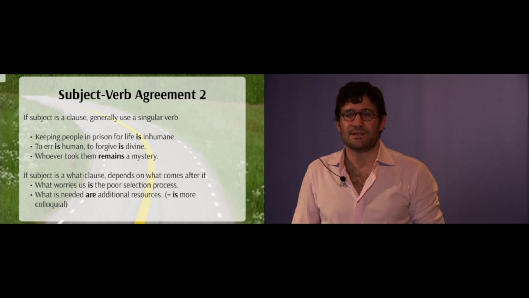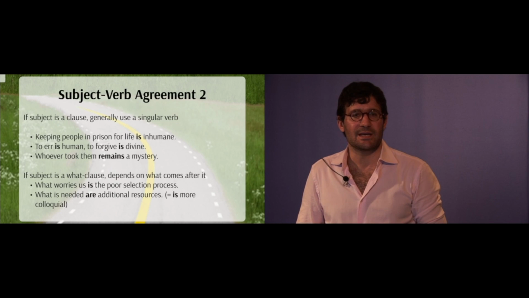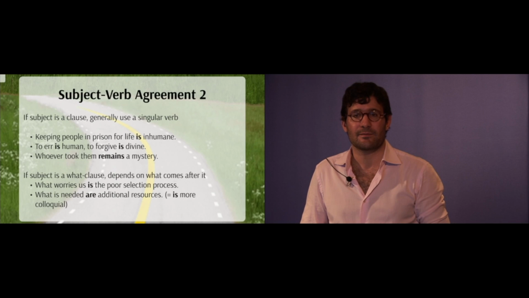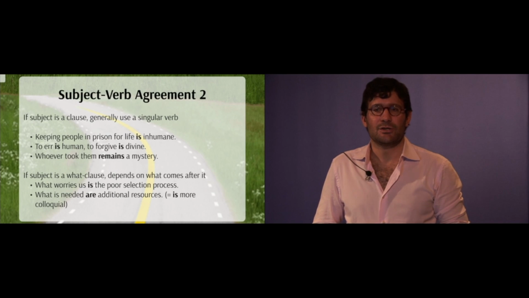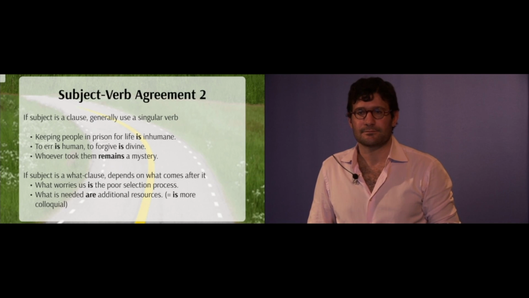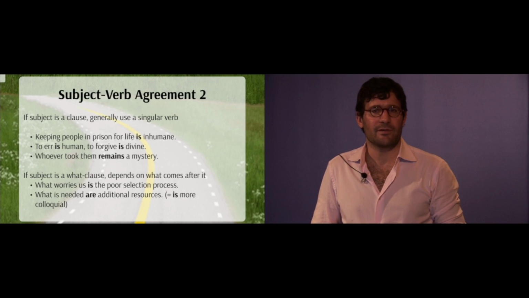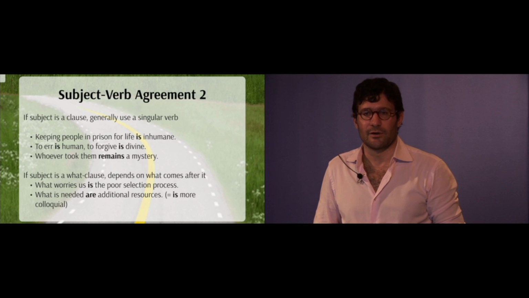Keeping people in prison for life is inhumane, so I begin the sentence with a gerund construction. Keeping people in prison for life. To err is human, to forgive is divine. I have an infinitive construction. Whoever took them remains a mystery. Whoever took them remains singular. So in all of these sentences, you use a singular verb.